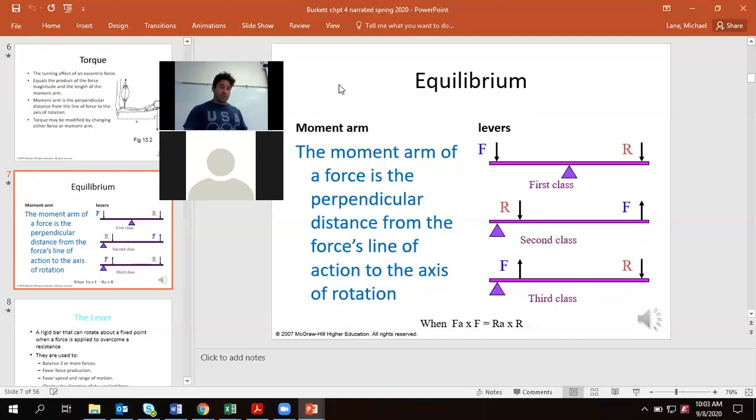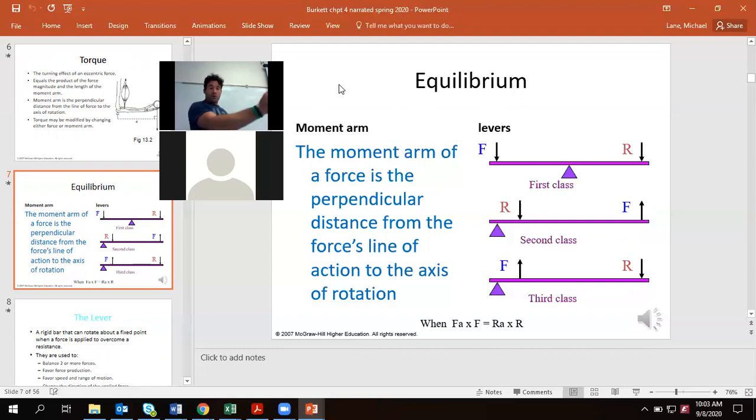Then our final option, which is the way that most of the muscles in the body actually work, is what's known as a third class lever, where you have the fulcrum again on one side, then we have the resistance on the other side, and we have the force we're producing somewhere in the middle.